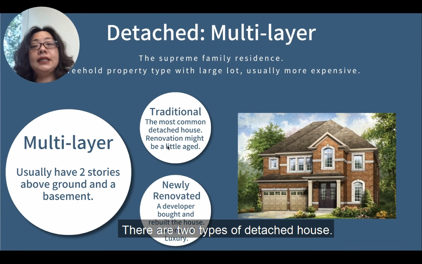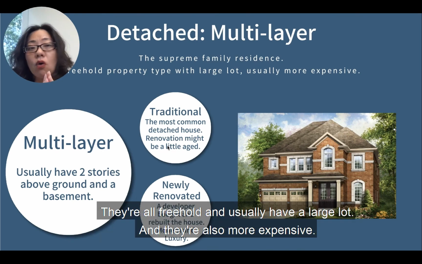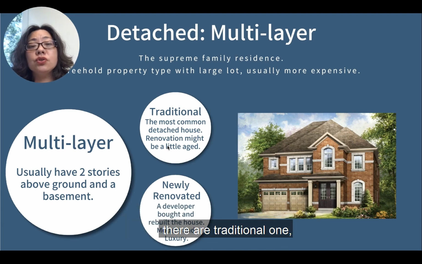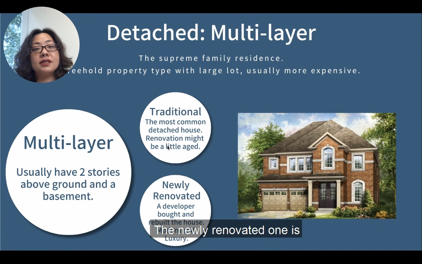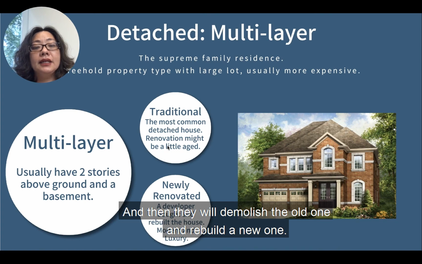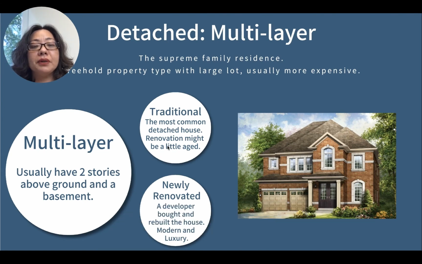There are two types of detached house. The first one is multi-layer. Detached houses are the top-end family residence. They're all freehold, and most of the time they have a large lot, and they're also more expensive. Within multi-layer detached houses, there are traditional ones, and there are also newly renovated ones. The newly renovated one is done by a builder or a developer. They would acquire the old building and the land, and then they will demolish the old one and rebuild a new one. Most of the time, they're not only new, they are also very modern and contemporary.